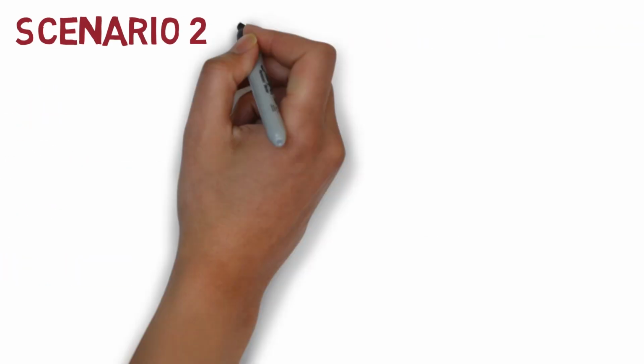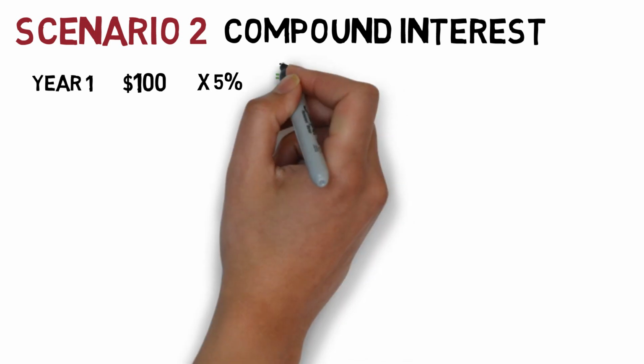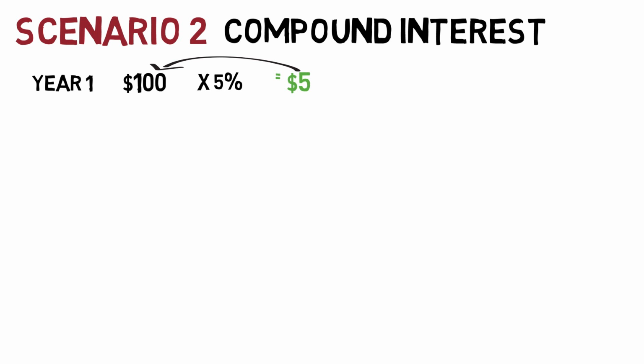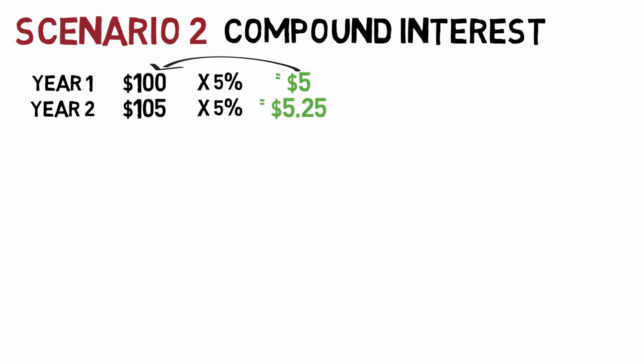In scenario 2, the compound interest scenario, let's say we didn't spend the interest earned, but rather reinvested it back into this investment that earns 5% interest every year. So at the end of year 1, we now take the $5 of interest earned and add it to our amount invested. At the beginning of year 2, we now have $105 that will earn 5% for the next year. So in year 2, we have $105 earning 5% interest, which equals $5.25.